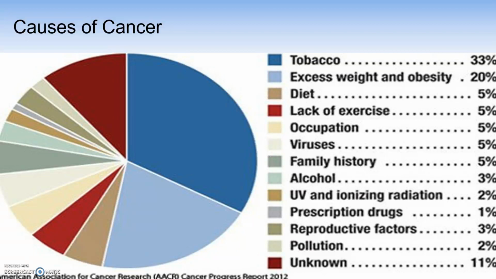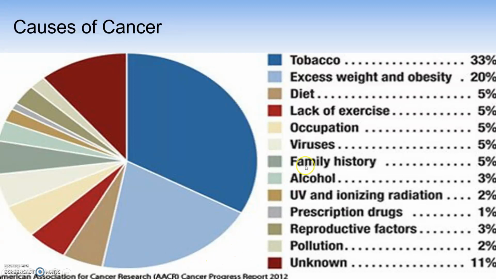So looking at this chart from the American Association for Cancer Research, dated 2012, it depicts the predominant causes of cancer. The greatest cause of cancer is tobacco use at 33%, followed by excessive weight and obesity at 20%. And then there's an unknown category at 11%.